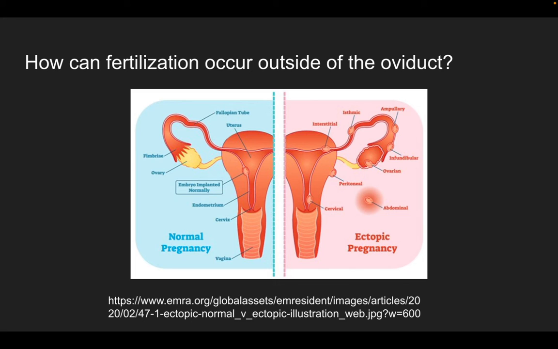And then here we see an image that is depicting some of the locations where ectopic pregnancy can occur. It can even occur outside of the uterus, outside of the cervix and in the abdomen, which is very dangerous. But we do know that 90% of ectopic pregnancies become implanted in the fallopian tube, so that's the most common place for that to happen.